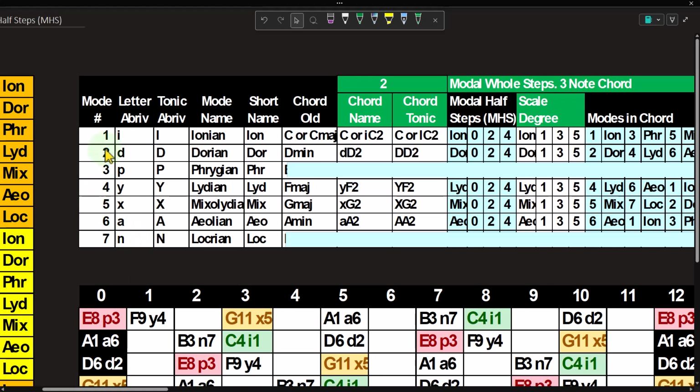So the 2, 3, and 6 are minor modes. The Aeolian is the main minor. Then the Phrygian is the other minor mode. It's minor because it has a minor third. We'll get into the intervals later, but from an intuitive standpoint, we know it's a minor.